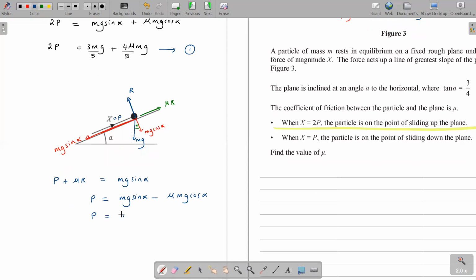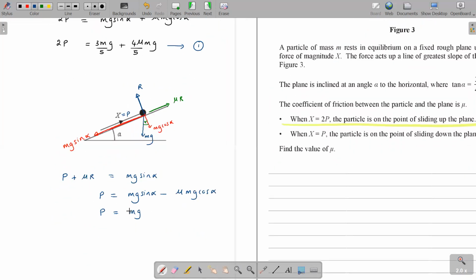So P equals mg sin alpha, which is 4 over 5, right? Minus mu mg cos alpha, which is 3 over 5. Is that okay? Okay, so I have my two equations. Now it's a matter of solving these two equations simultaneously.